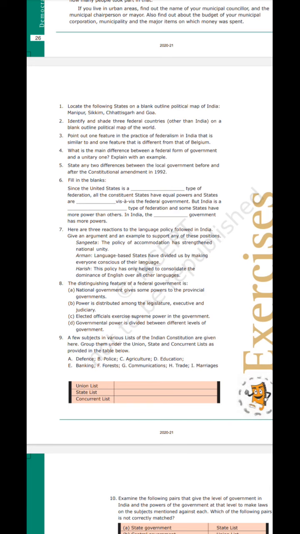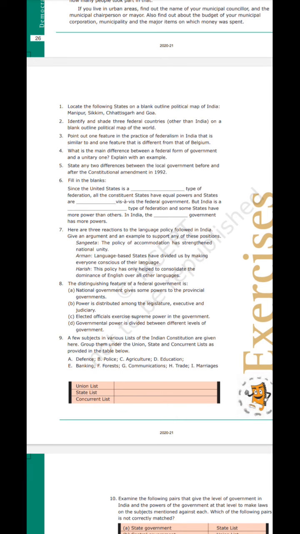Fill in the blanks. Since the United States is a dash type of federation, all the constituent states have equal powers and states are dash vis-a-vis the federal government. But India is a dash type of federation and some states have more power than others. In India, the dash government has more powers.